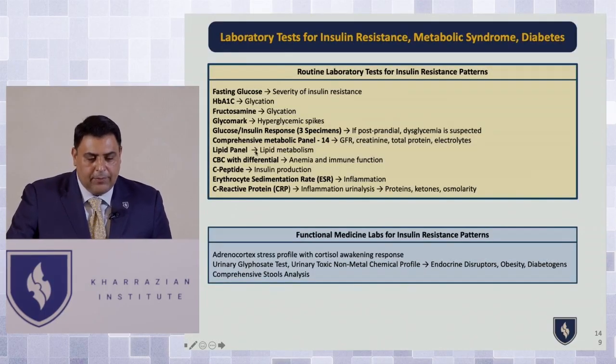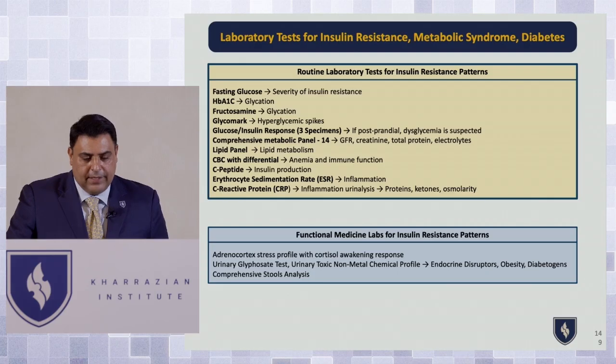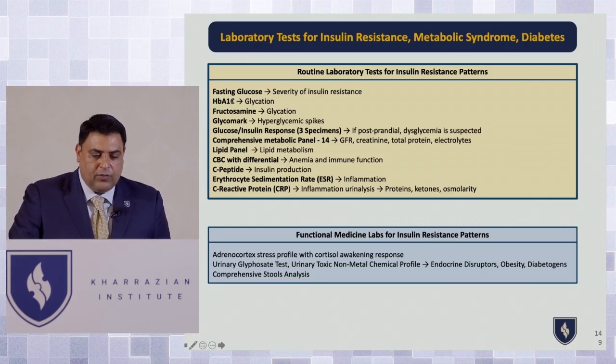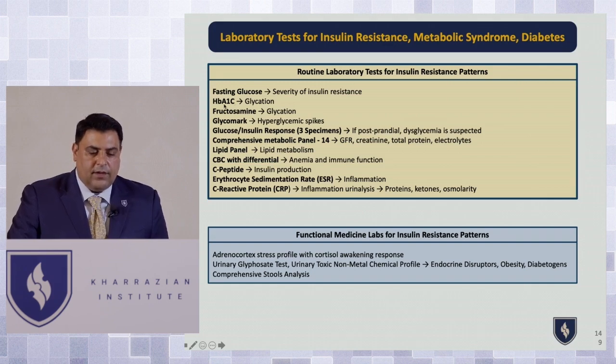Now, for the laboratory tests to evaluate metabolic syndrome or diabetes, the most common and most important ones are fasting glucose and HbA1c. This is a 6 to 8 week window of blood sugar glycation. Fructosamine is a 2 to 4 week window, or 1 to 2 week window, of glycation. GlycoMark, we'll talk about that a little bit later. It tells you about glycemic spikes. You may want to even look at their postprandial insulin and glucose response over a 2-hour period to get a general idea.